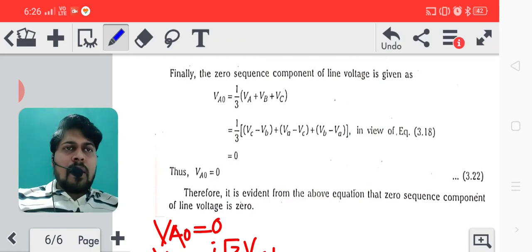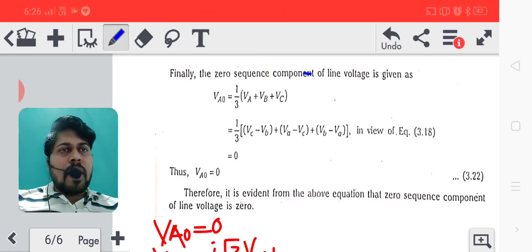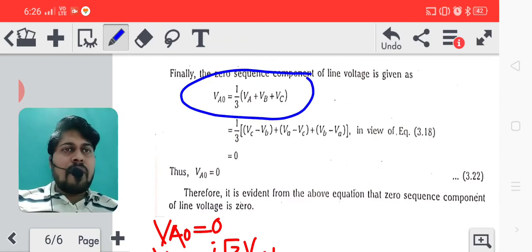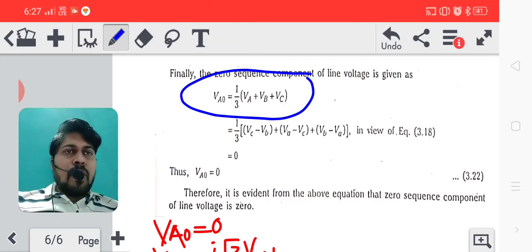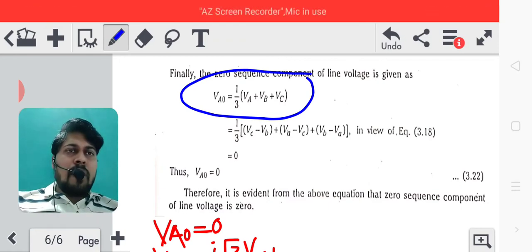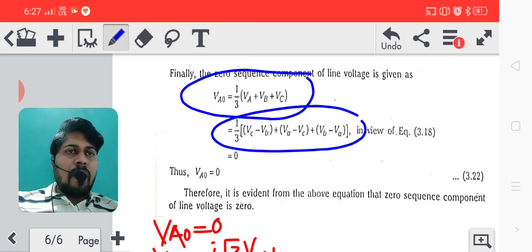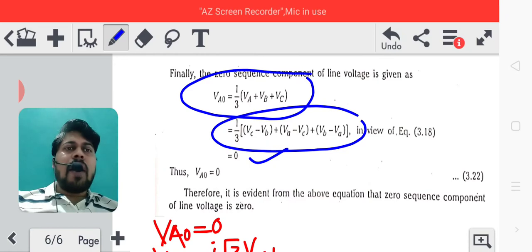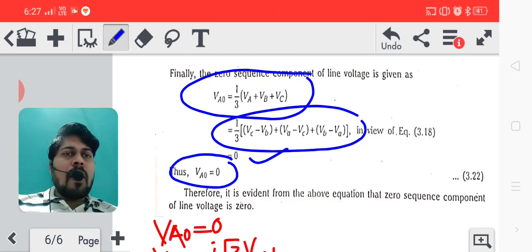Finally, the zero sequence component of the line voltages is written like this. VA0 is equal to 1 by 3 into VA plus VB plus VC. By substituting the values for VA, VB, VC and solving it, we will get the value as 0. And hence, the zero line sequence component is always equal to 0.